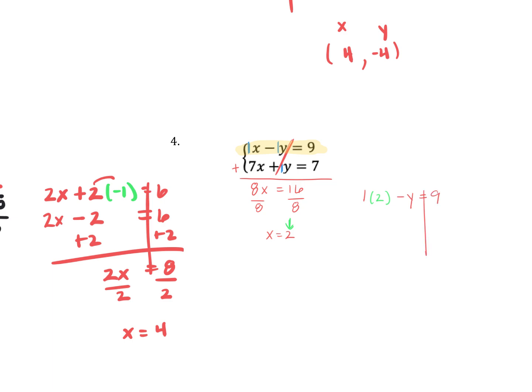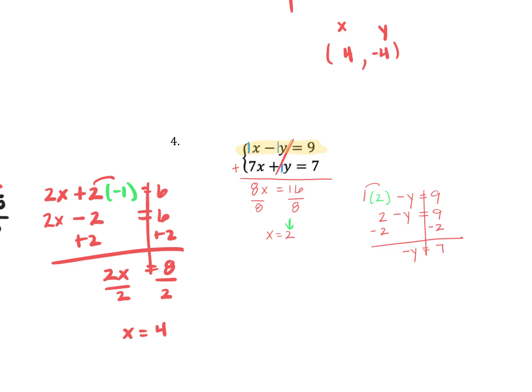So now the first thing I'm going to do is distribute this 1 to that 2, and that's going to give me a 2. I still have minus y, and I have equals 9. Okay, if I want to get that y by itself, the first thing I've got to get rid of is that 2. It's a positive 2, so I'm going to subtract 2. So now I have negative y equals 9 minus 2, which is 7.